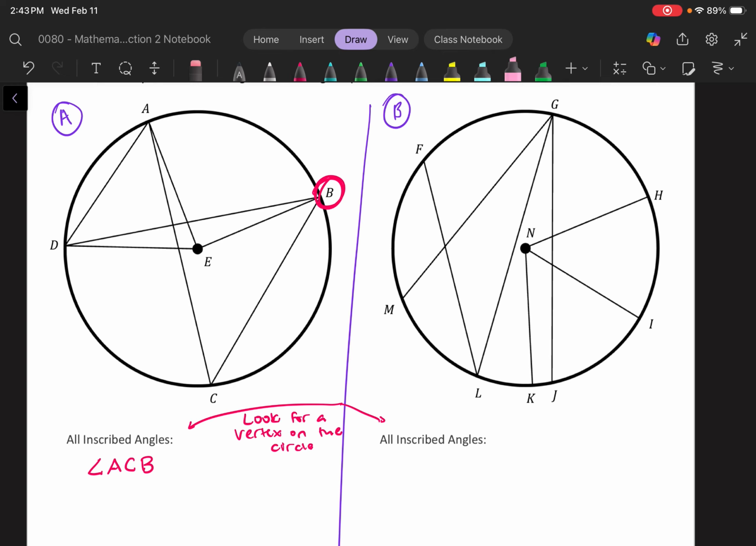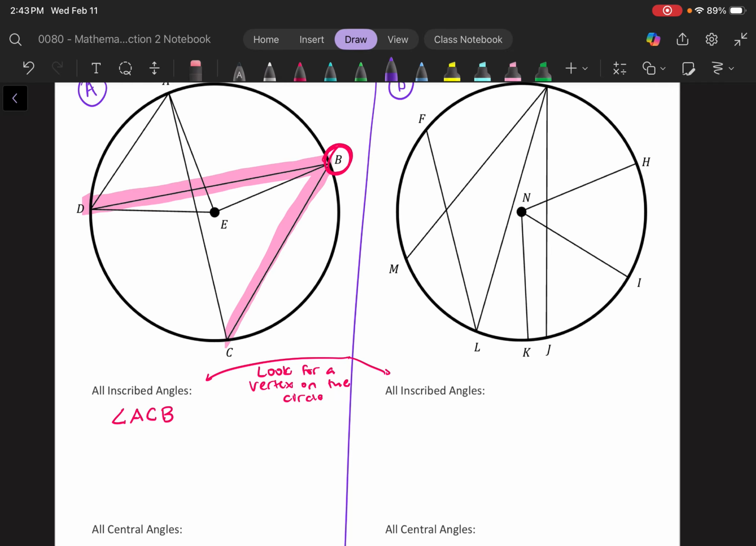Now, when I look at B, I'm like, okay, there's a lot of corners going on. But again, I want to see what's made up of two separate chords. So extending out from B is this chord here. This is not a chord, this is a radius. So that would not be helpful in this situation. I want to see if there's another chord that comes out from B. And there is, there's this guy. And those two chords together form an inscribed angle, and I can name it. I could name it angle DBC or angle CBD, whatever you prefer.